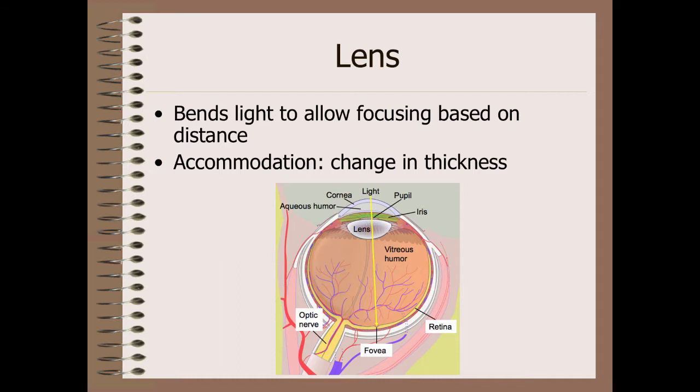The lens bends light to allow focusing based on distance. So unlike the cornea, it can change in its thickness, a process called accommodation, in order to bring objects at various distances into focus. When we are looking at something far away in the distance, the lens gets thinner and less curved. When looking at objects close up, the lens gets thicker and more curved.